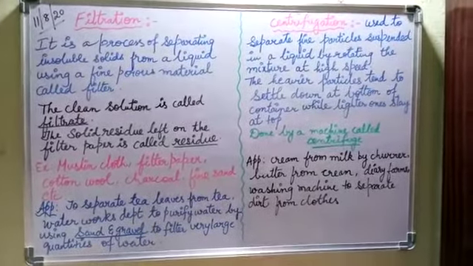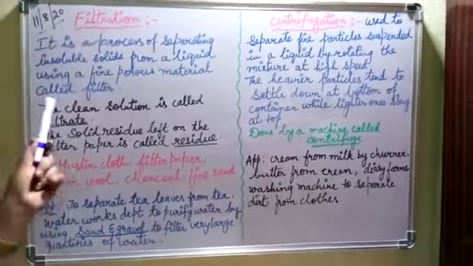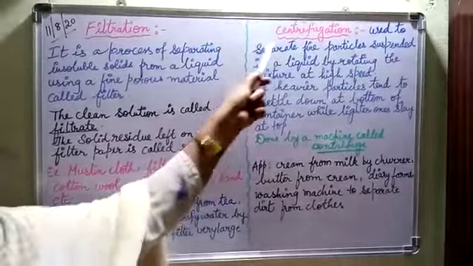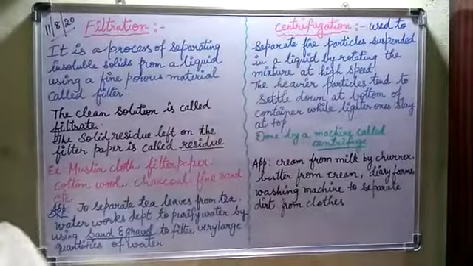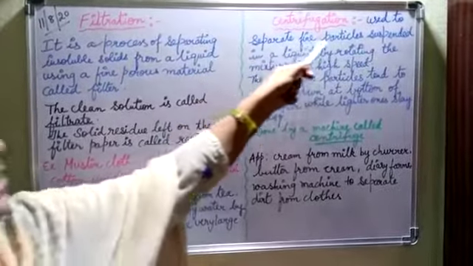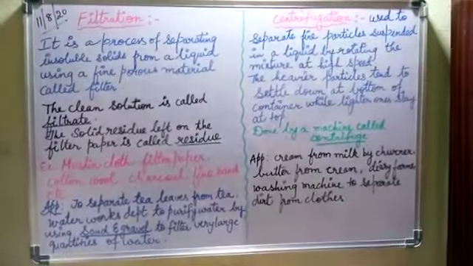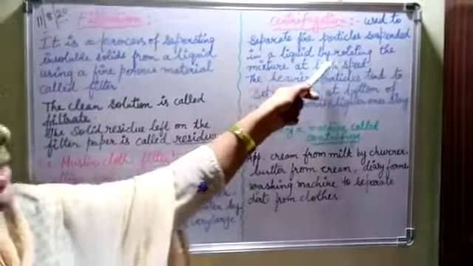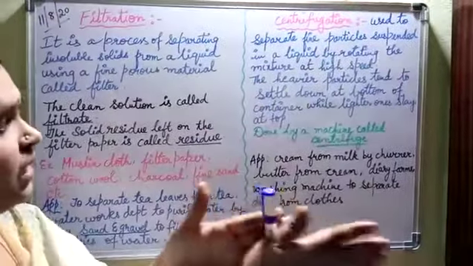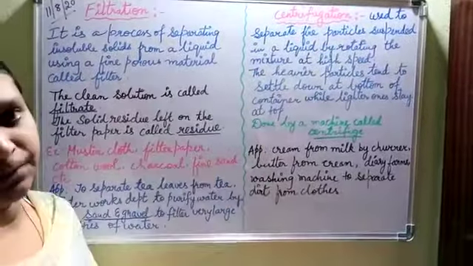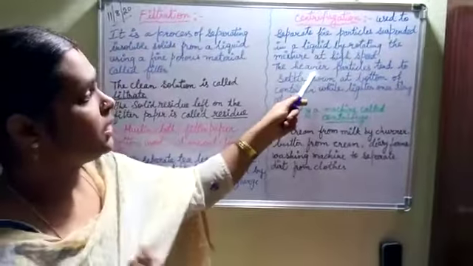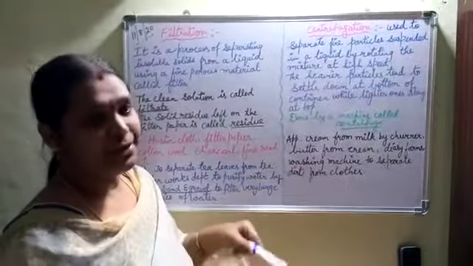Okay children. Now coming to the last technique, that is centrifugation. So what is centrifugation? Centrifugation is a method which is used to separate the fine particles suspended in a liquid by rotating the mixture at a high speed. So when we rotate the mixture at high speed, what happens? The heavier particles tend to settle down.